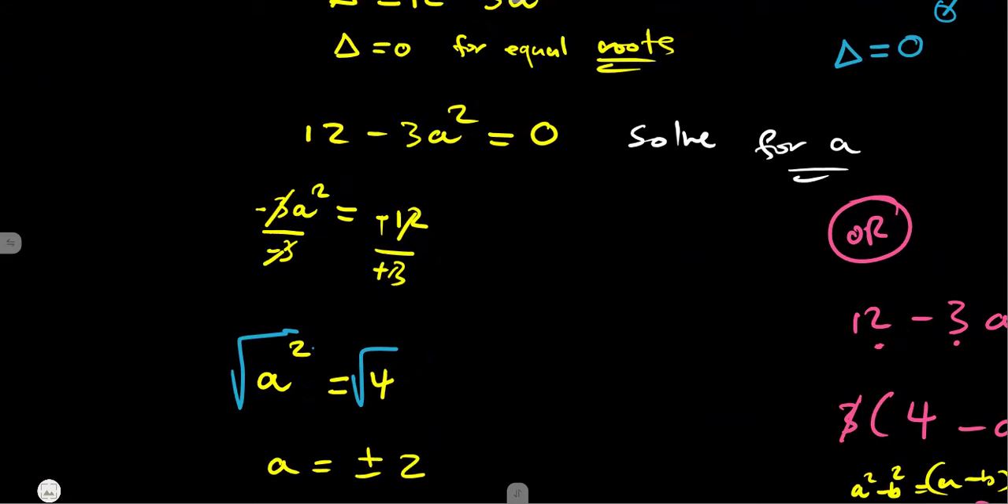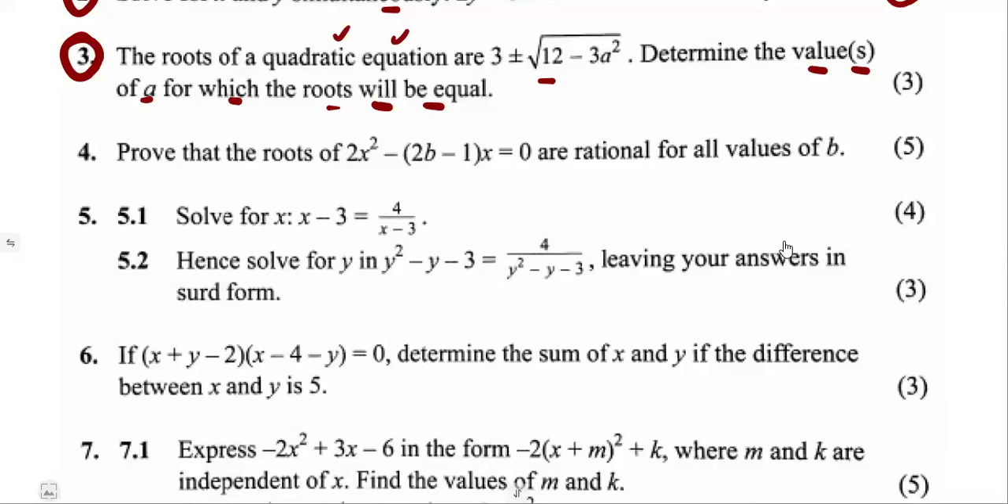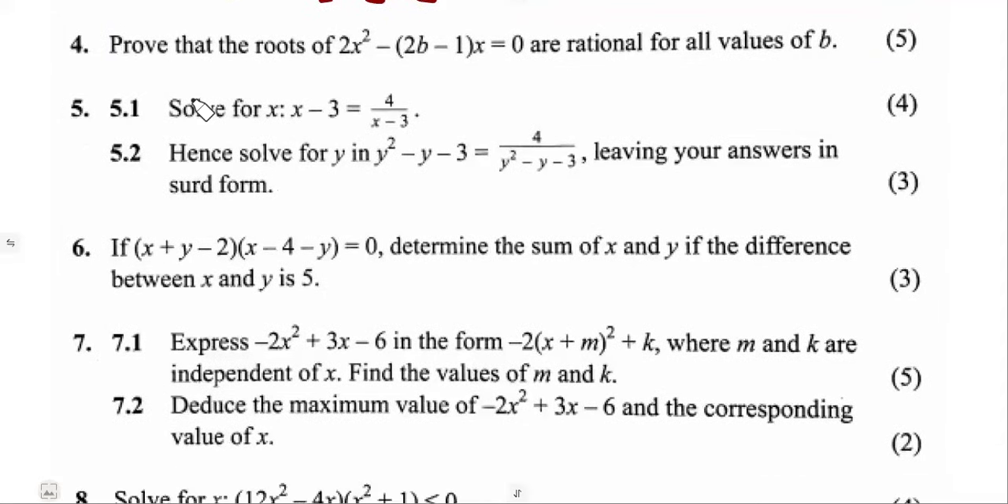Let us consider the other part of our question, which was in this case part 4: prove that the roots of this equation are rational for all values of b. They are rational. Remember the condition of your rational roots. All right. What is the condition for rational roots, guys? What is it that we must consider if the roots are rational? Let's start with that part of being rational.